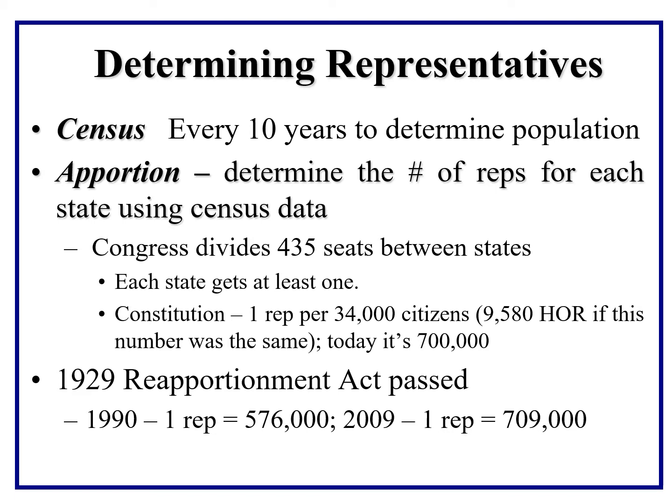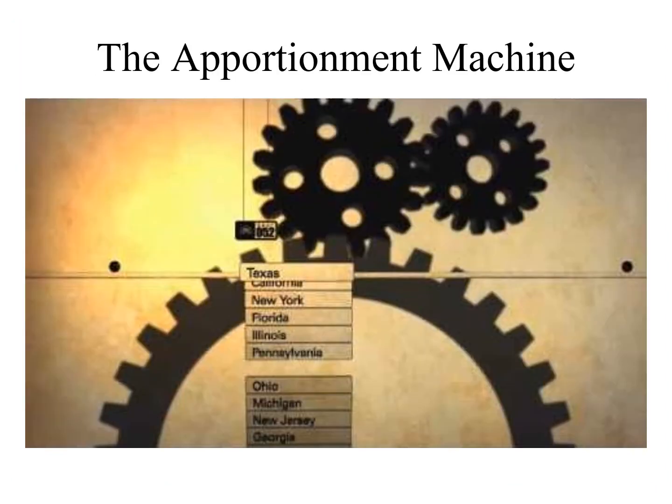So we've got to figure out how to determine this number. So this number is determined following the census, which takes place every 10 years. And this is when we do something called apportionment. That's when they determine the number of representatives for each state using census data. Here's a cool video to tell you all about it.